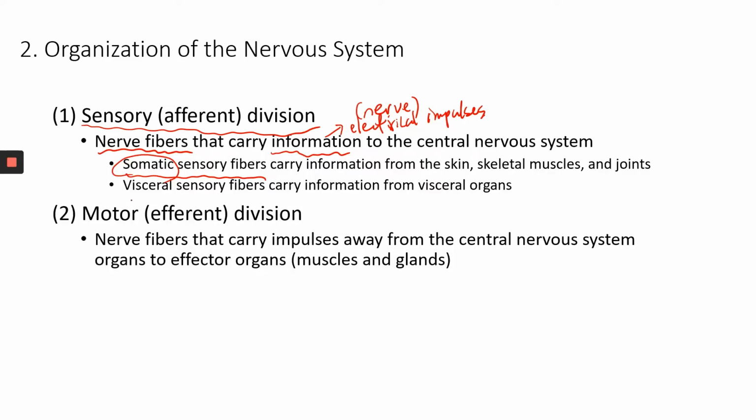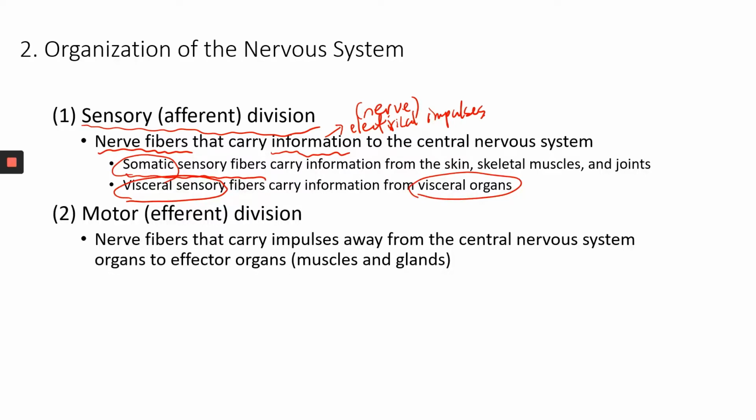Now, visceral sensory fibers carry information from visceral organs to the central nervous system. So visceral organs are most of the soft organs that you are familiar with, right? Like all the organs in your digestive system: stomach, small intestine, large intestine, liver, pancreas. Right? You also have some other organs in the abdominal and pelvic cavity. So you have the spleen, you have the urinary bladder, you have the reproductive organs, right? So all those are considered visceral organs.